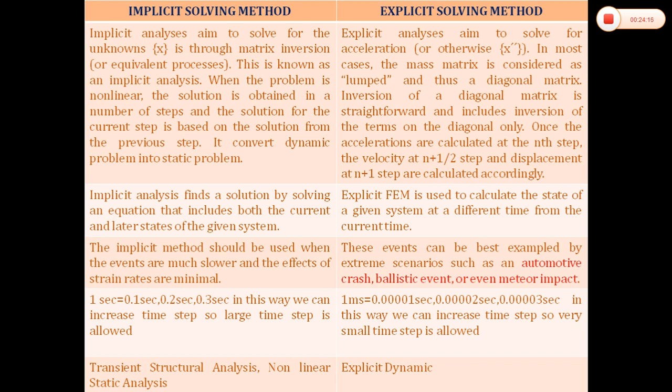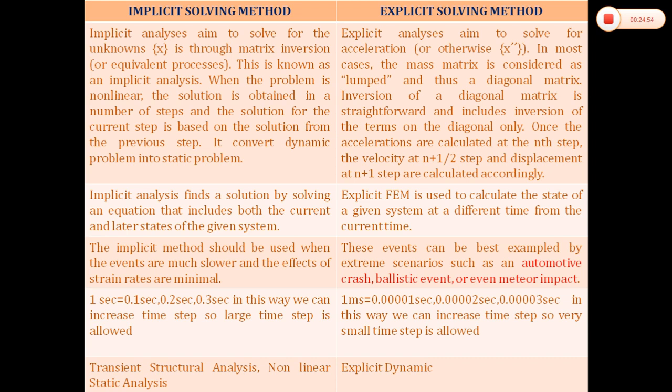I just hypothetically chose these particular values as an example. See, in the implicit solving method, 1 second is divided into 0.1, 0.2, 0.3. So the time duration is 1 second. So it is a very long event, and the time step is very large. Whereas in the explicit, we consider only 1 millisecond, and see how the time step is divided. So the time step is very small in the case of explicit dynamics.